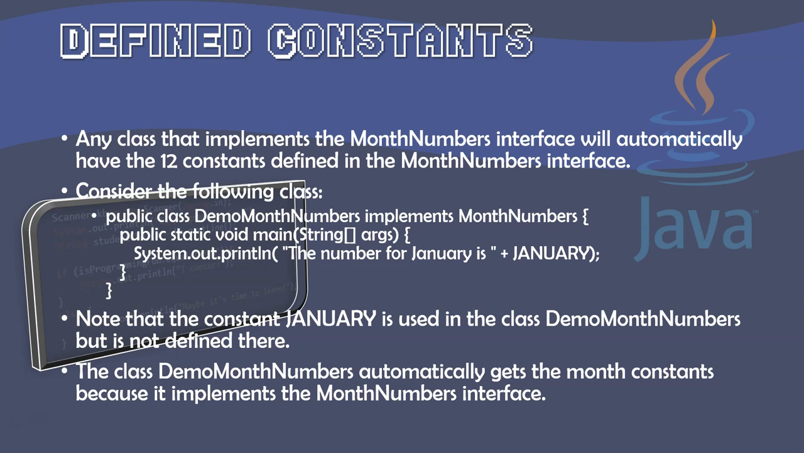That is really handy because it allows us to automatically get that constant value from the MonthNumbers interface. So think of it as a way of stopping us from having to rewrite and redefine certain aspects of our code.